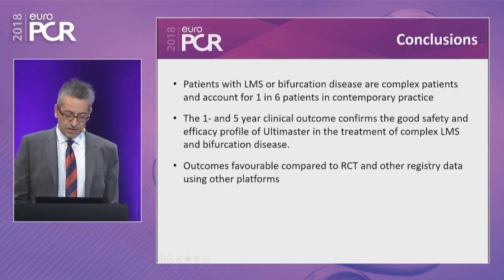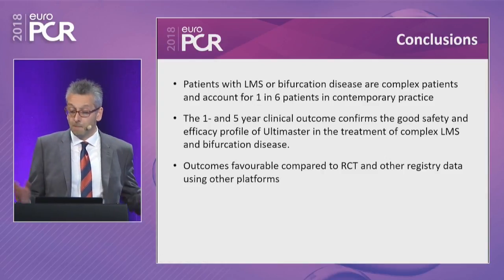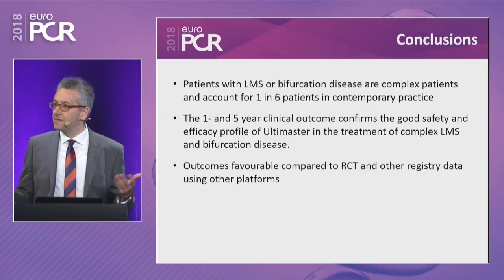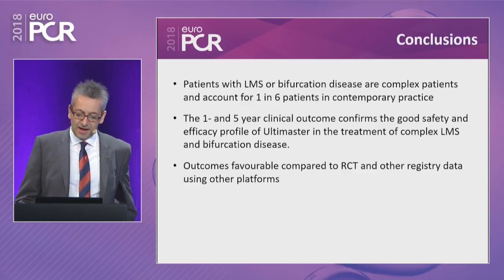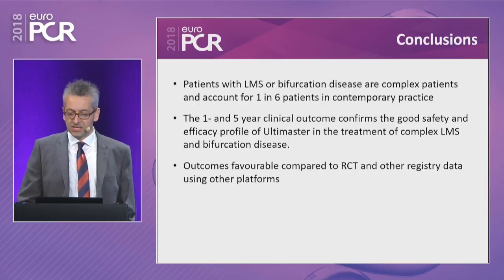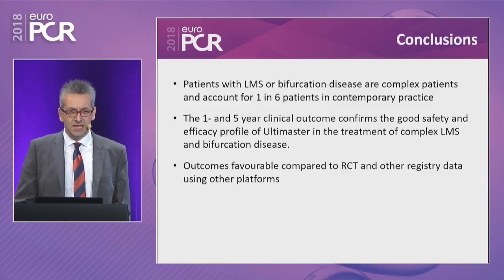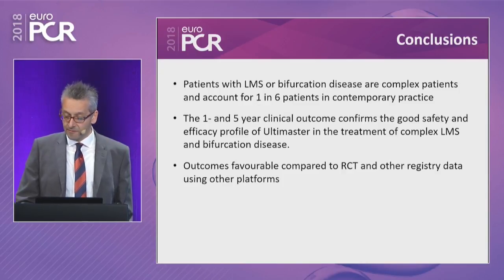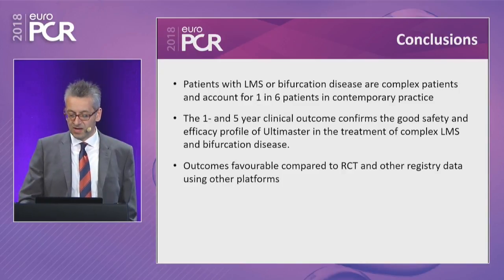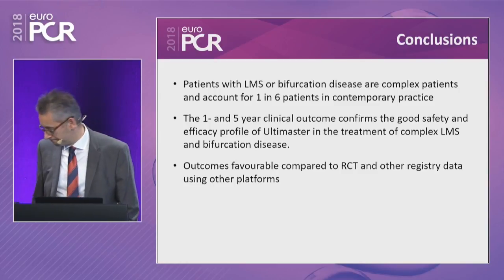So in conclusion, ladies and gentlemen, patients with left main stem or bifurcation disease are complex. We encounter them regularly. They account for 1 in 6 patients in contemporary practice. I think the 1 to 5 year clinical outcome data confirms the good safety profile of Ultimaster in the treatment of complex left main and bifurcation disease, and certainly we will see that in the next case. And I think the outcomes are very favorable compared to other randomized control trials and other registry data using other platforms. Thank you.